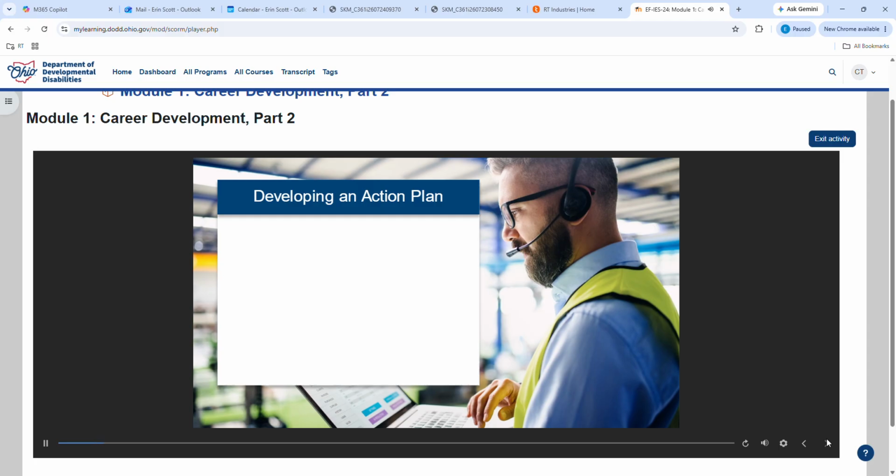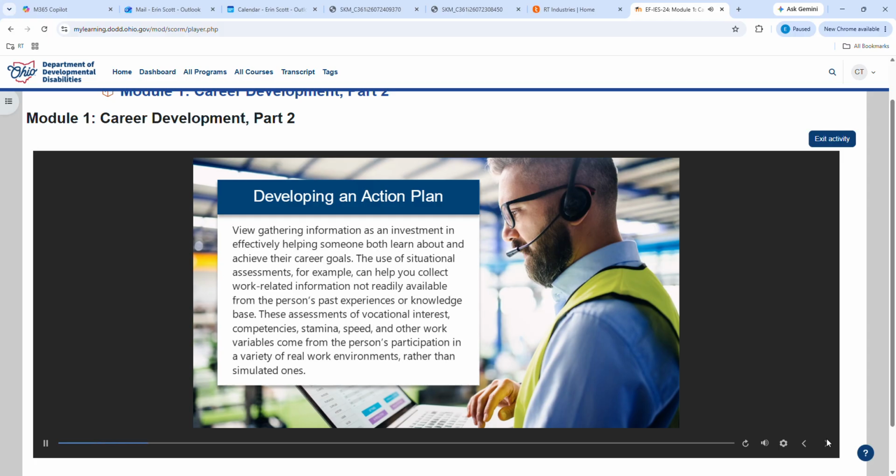Developing an action plan. View gathering information as an investment in effectively helping someone both learn about and achieve their career goals. The use of situational assessments, for example, can help you collect work-related information not readily available from the person's past experiences or knowledge base. These assessments of vocational interest, competencies, stamina, speed, and other work variables come from the person's participation in a variety of real work environments rather than simulated ones.